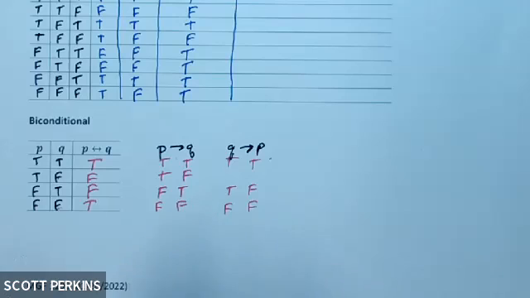Looking at that, how would you summarize? When both are the same value. Yes, when they're both true or both false, that is when the biconditional is true. When you have one false and one true, the biconditional is false.